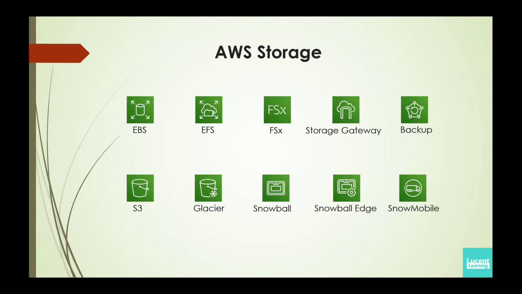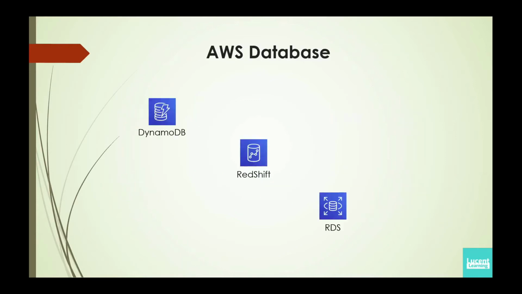Now, if you want to export your data to the cloud, then you can use Snowball services. Snowball Edge and Snowball Mobile are the services which can be used to export your data or import your data from cloud to on-premises or from on-premises to cloud. Now let's go to the next slide, which is AWS Database. In AWS, majorly three types of databases are there: DynamoDB, Redshift, RDS.